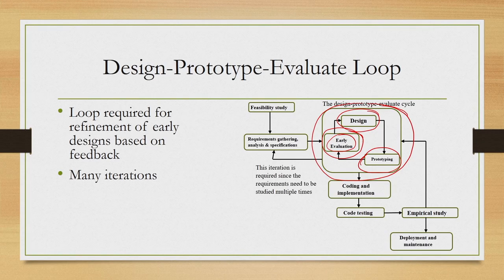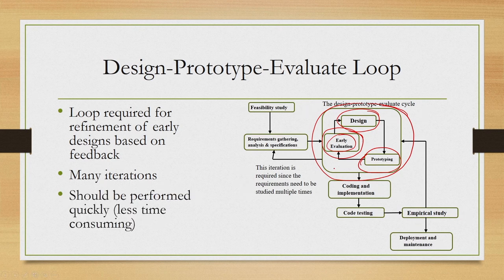So, in this cycle, it is expected that there will be many iterations. Accordingly, our early evaluation and prototyping should be simpler to carry out. Those should be quickly achievable, so that less time is required to build a prototype or to evaluate a prototype.